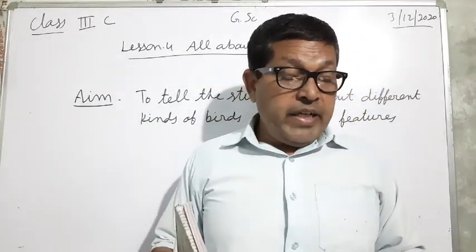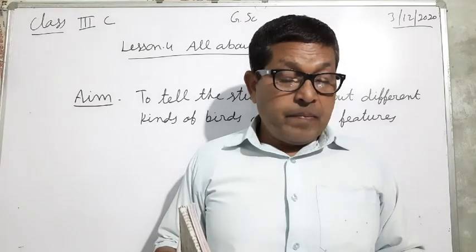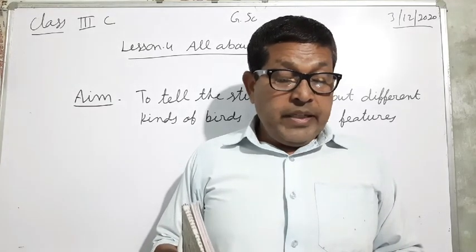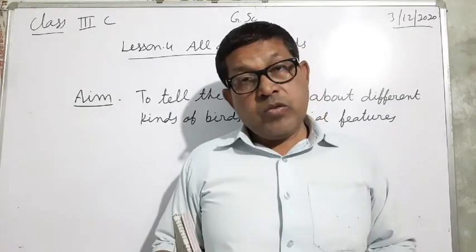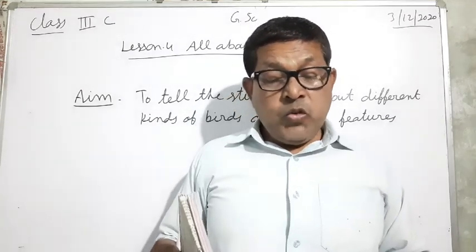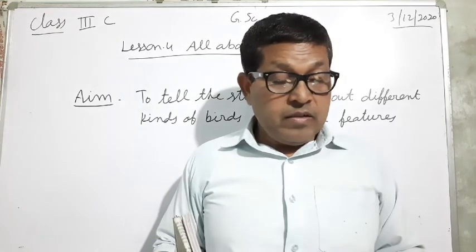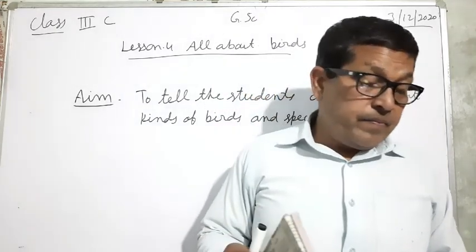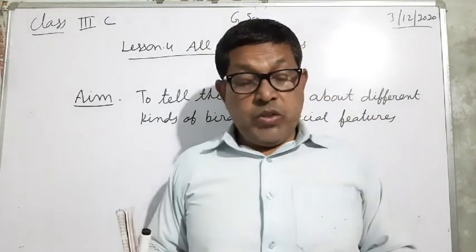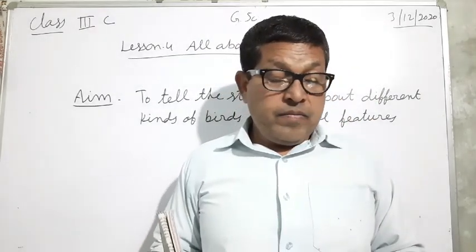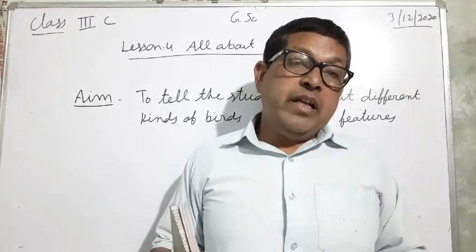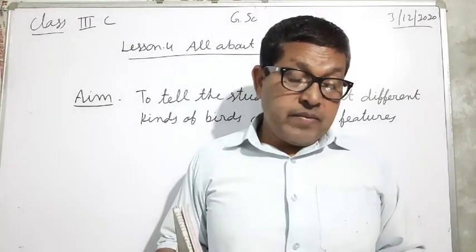One is they have feathers, they have wings to fly, two legs to walk, and a beak to eat food. They are egg laying, they lay eggs.